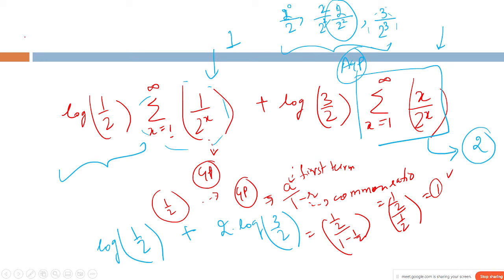Okay, ma'am. See, this series: 1 by 2, then this becomes 2 over 2 to the power 2. This becomes 3 over 2 to the power 3. And like this you will solve.